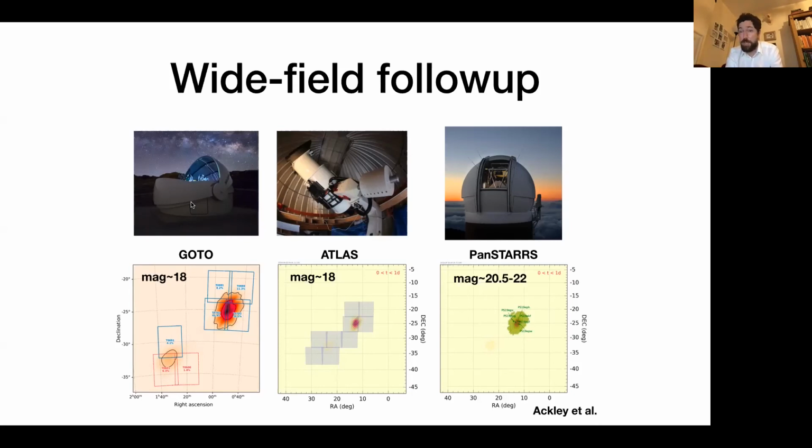What you do need, however, is to cover a large area of sky. So what that means is you need a telescope with a relatively large field of view, and you need a large format CCD camera. So you'll typically have a kind of 100 megapixel CCD on the back, so you can actually image a large area as well. Okay, so that's some of the wide field follow-up that's going on at the moment.